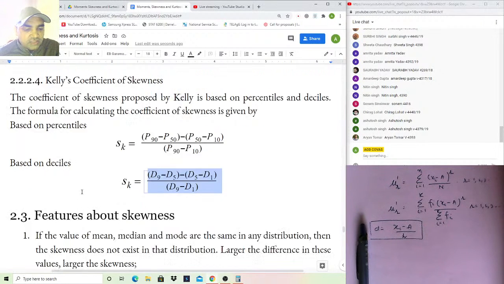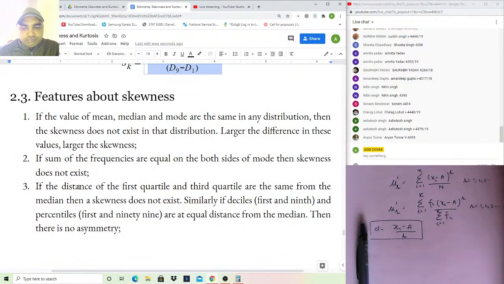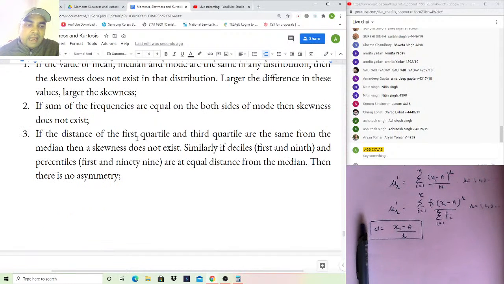Then what are the features of skewness? If the values of mean, median, and mode are the same in any distribution, then skewness does not exist in that distribution. The larger the difference, the larger the skewness. If the sums of the frequencies are equal on both sides of the mode, then skewness does not exist. And if the distances of the first quartile and third quartile from the median are the same, then skewness does not exist.